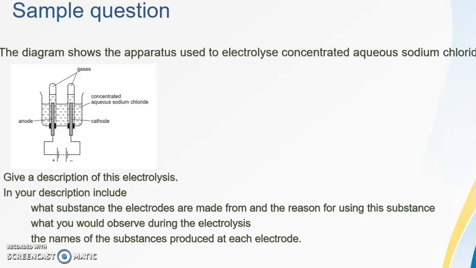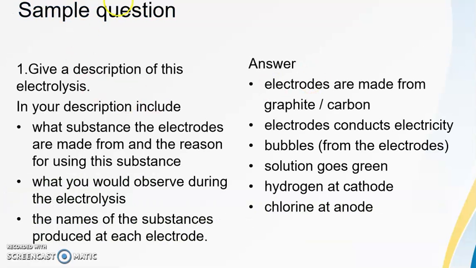The diagram below shows the apparatus used to electrolyze concentrated aqueous sodium chloride. Give a description of this electrolysis. In your description include what substance the electrodes are made from and the reason for using this substance, what you would observe during the electrolysis, and the names of the substances produced at each electrode.